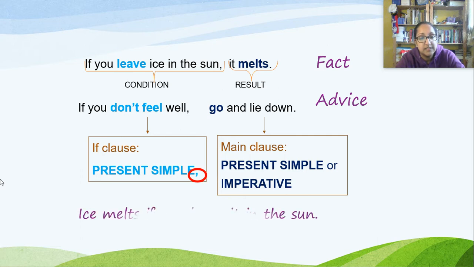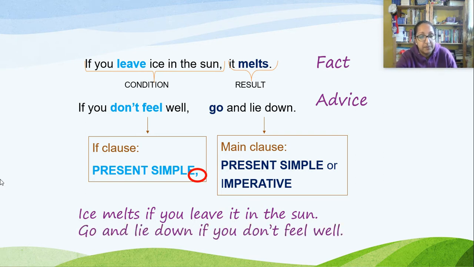But let's have a look at this sentence. Ice melts if you leave it in the sun. Now, we can change the order of the sentence. We can put the main clause first and put the if clause or the condition clause afterwards. Another example, go and lie down if you don't feel well. Again, we can put the advice or the result clause first, followed by the if clause or the condition. But notice we don't use a comma if we do that. So, if the condition clause comes first, use a comma. If the main clause comes first, don't use a comma.